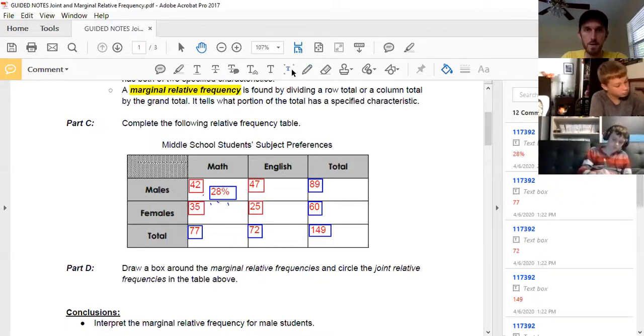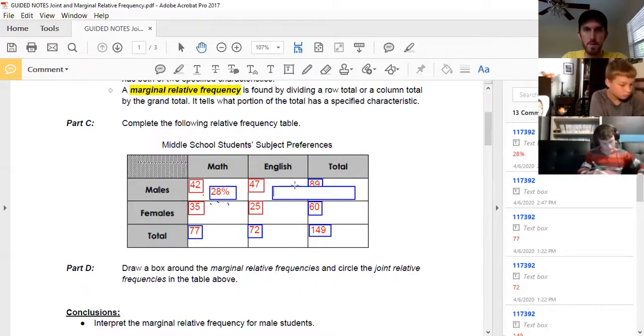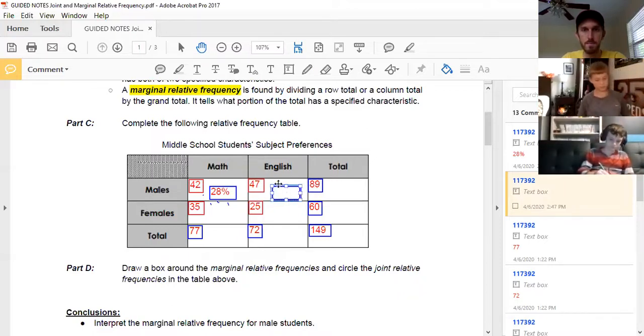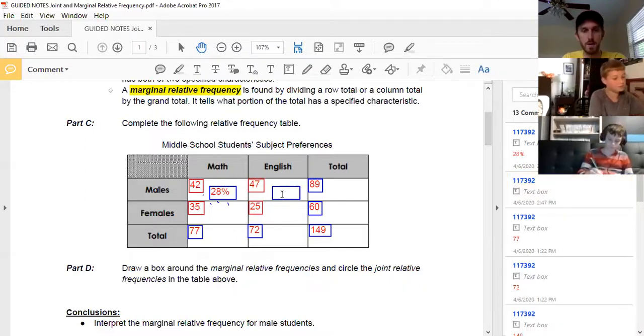All right, so let's go across this row here. We got males that prefer English. I got 47, so I'm going to do 47 divided by 149. 0.315, which is 31%. Actually 32%, right? Because remember, we got to round up. 32%.